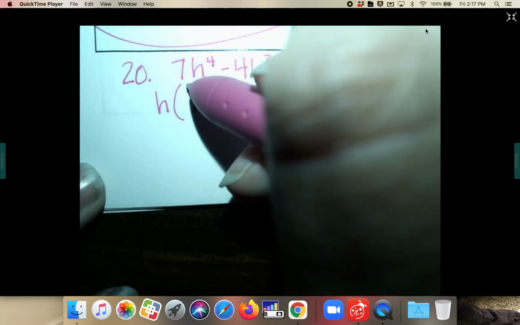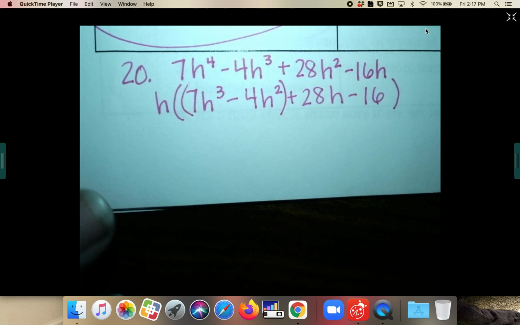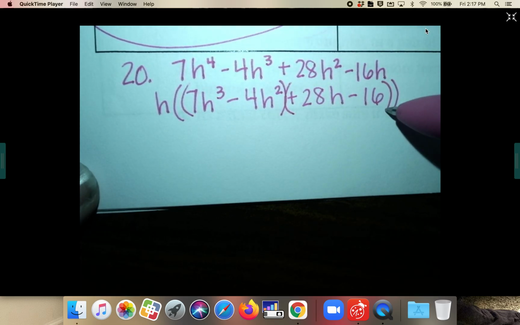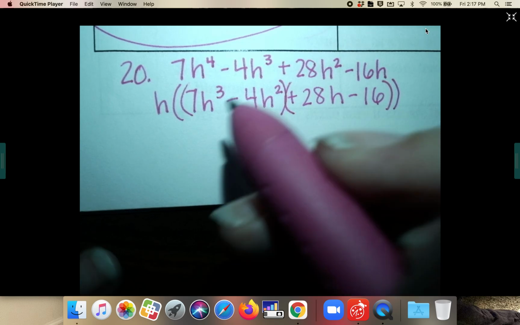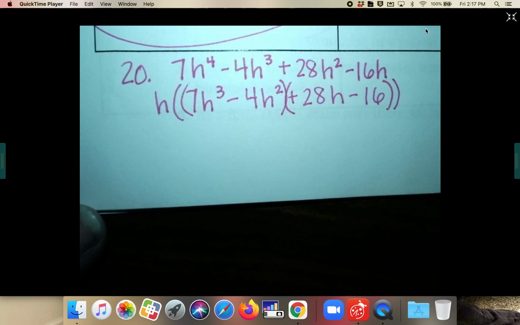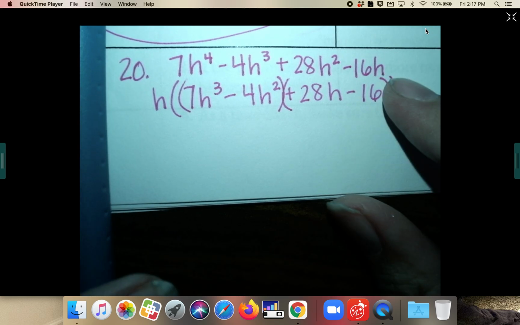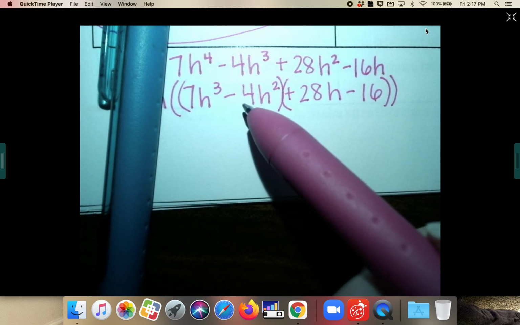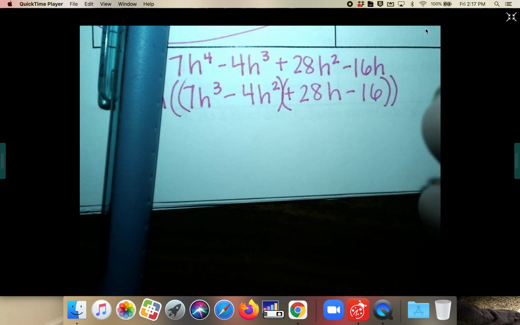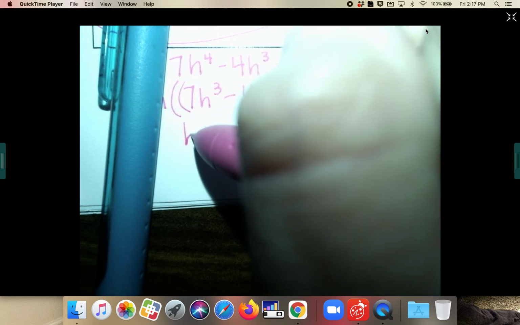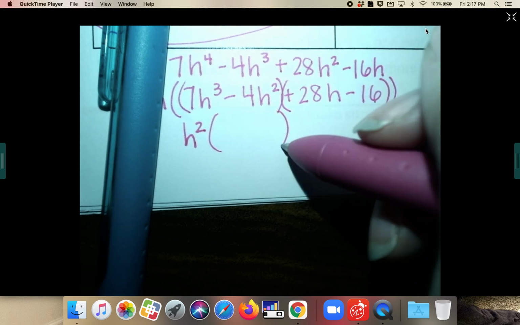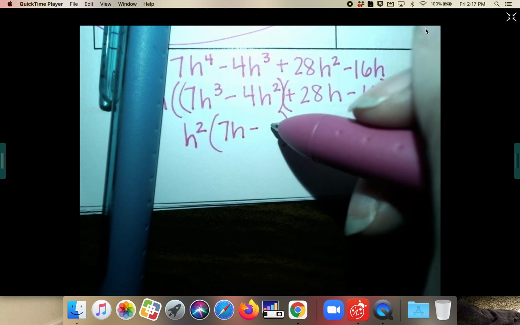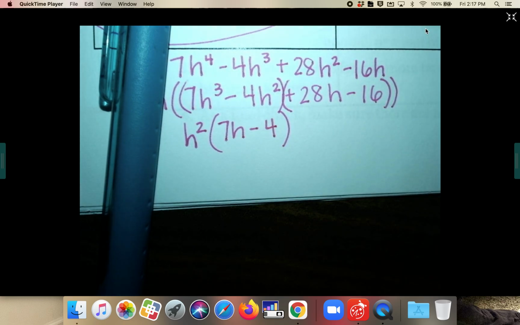So now I can go in. Actually, it's probably good that I messed this one up because now you're just going to get more practice doing this again. And now I can group each of these. So h is going to be part of the answer, but I'm not going to worry about it right now. I'm going to come back to it and add it on my answer. What can I pull out of 7h cubed and minus 4h squared? Only 2 h's. Okay, and that's going to leave 7h minus 4.